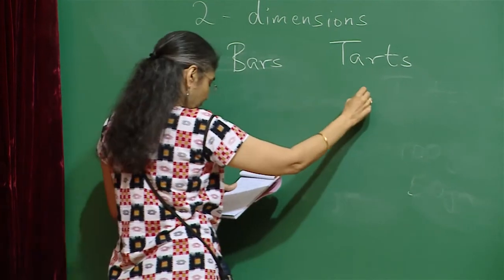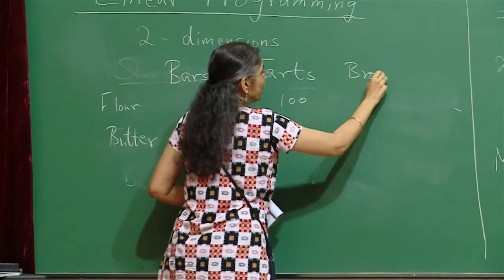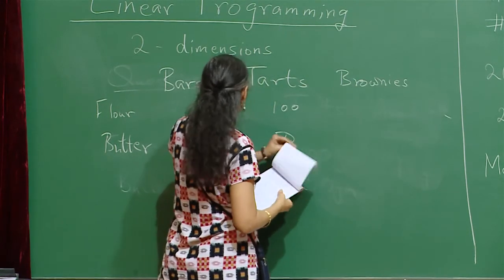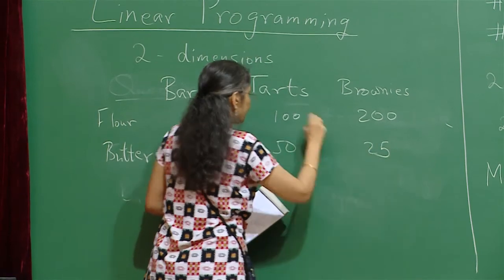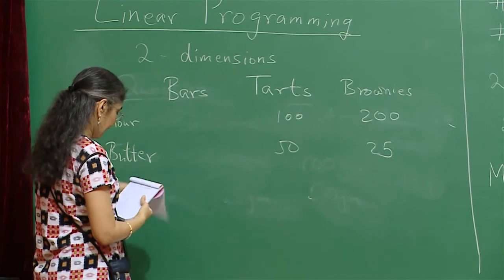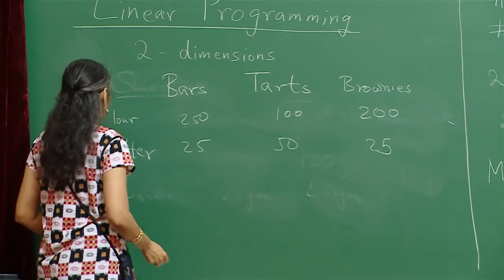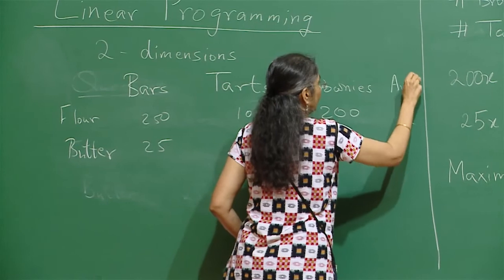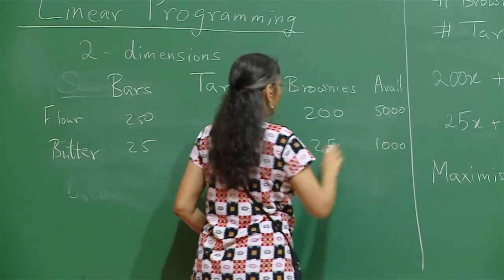so for tarts I had said it was 150. Maybe I should keep my brownies number also here. For what is it that I had said earlier? Brownies use 200 of this and 25 of this, tarts use 150, and let's say bars use 250 and 25. And what is available? 5 kilos of this and 1 kilo of this.